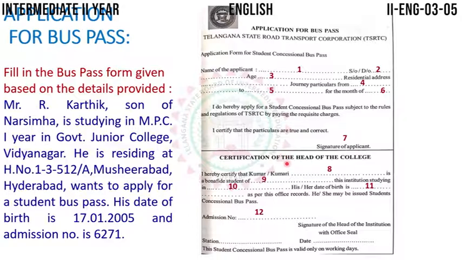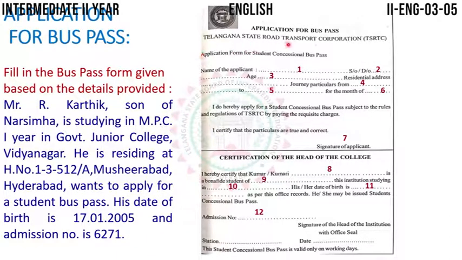So here both the forms are there for you, and here there is a question for you. Let us see this one. Mr. R. Karthik, son of Narsimha, is studying in MPC first year in Government Junior College, Vidyanagar. He is residing at house number 1-3-512, Mushirabad, Hyderabad, and he wants to apply for a student bus pass. And his date of birth is 17/1/2005, and his admission number is 6271. So let us see here.